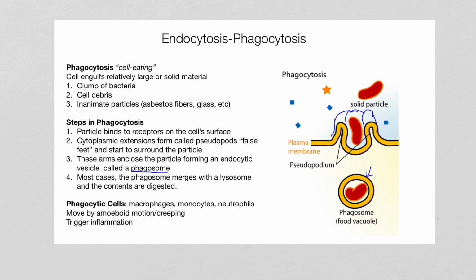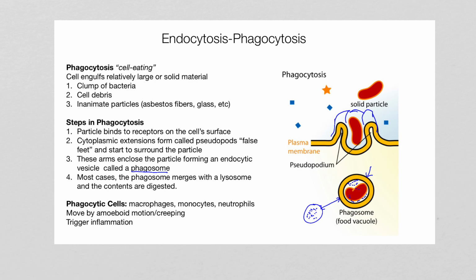Now, in most cases, that phagosome is going to merge with a lysosome down here. Remember, lysosomes have digestive material in them, so it will merge with that lysosome, and it'll dump all of the digestive enzymes in here so it can break down that particle.